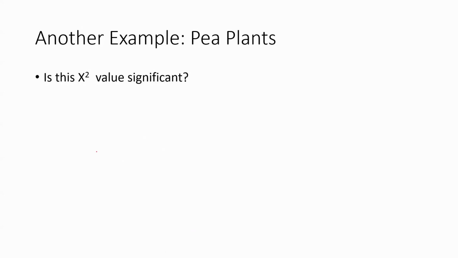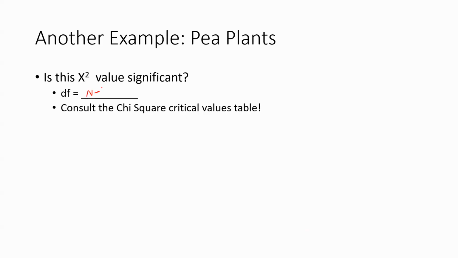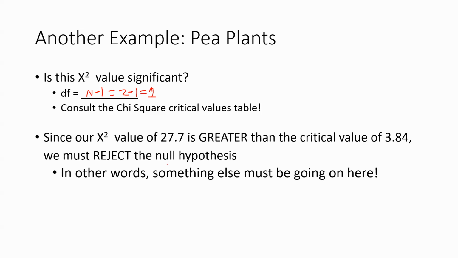Now remember, we need n minus 1. Once again, we have 2 categories, tall plants and short plants, so that's 2 minus 1. So once again, our degree of freedom is 1. When you go to the chi-square table, of course, we get our value of 3.84 again. And since our calculated chi-square is 27.7, that's way more than 3.84. Therefore, there is a difference between what we observe and what we expect.